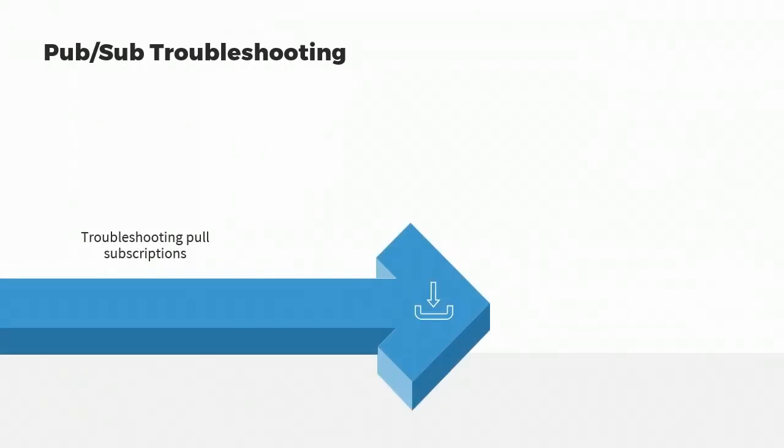Here are some more PubSub troubleshooting tools. Troubleshooting pull subscriptions is important. This is where you want to look at whether your oldest unacked message age keeps increasing. This is a critical metric for monitoring the health of PubSub subscriptions. It measures the age in seconds of the oldest message in a backlog that has not yet been acknowledged by a subscriber. If that continues to increase, you might have to configure your client.